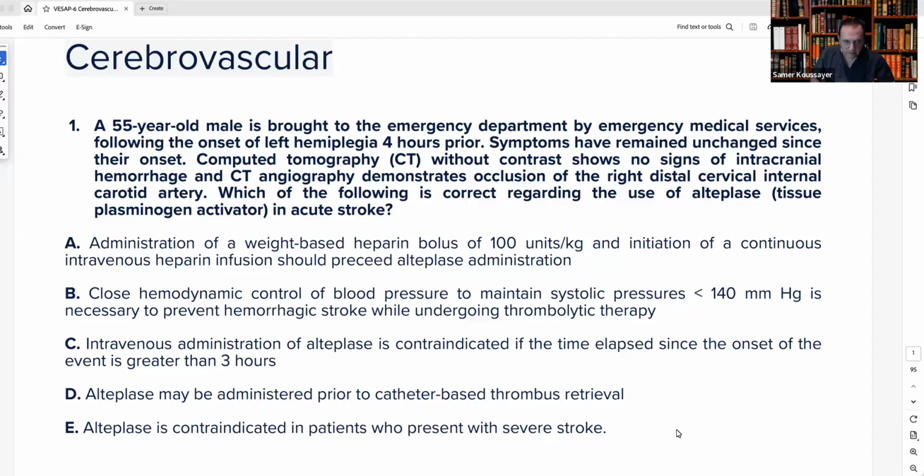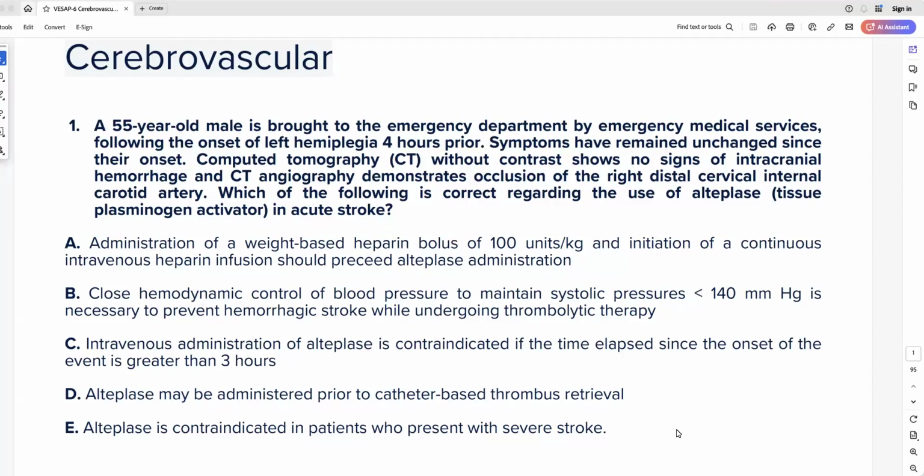Next one. C, intravenous administration of alteplase is contraindicated if the time elapsed since the onset of the event is greater than 3 hours. What I know is it's up to 4 hours. Then from 4.5 to 6 hours, it is catheter-directed alteplase. So I think this is wrong. It's up to 4 hours. We can administer IV. This is correct.